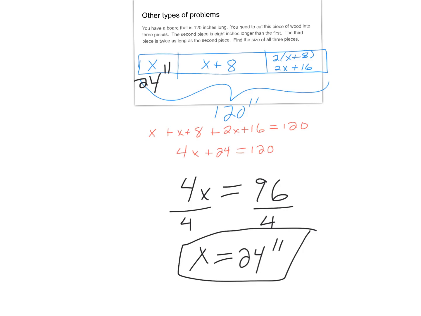X plus 8, so add 8 to the 24. You're going to get 32 inches. And then we double that for the third piece, so that's going to be 64 inches. And there's the sizes of your boards. Piece of cake.